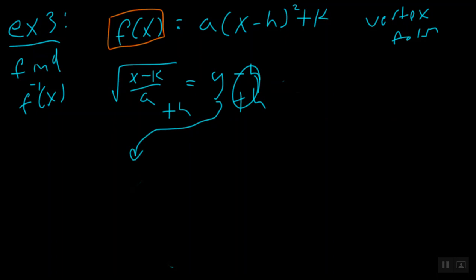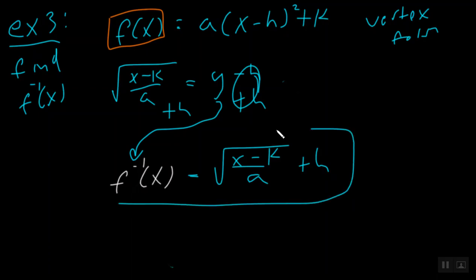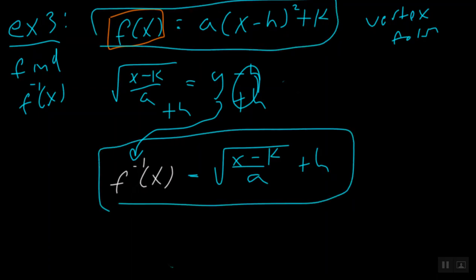Y'all know my little trick. I like to rewrite my y as f inverse of x, and of course from here we can write the rest of it as we see it. We have the square root of x minus k over a plus h. Alright, so there is the inverse function of our quadratic in vertex form. And what you'll notice is that this is a square root function, or aka the inverse of a quadratic.